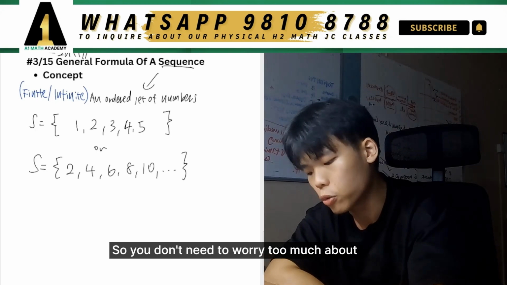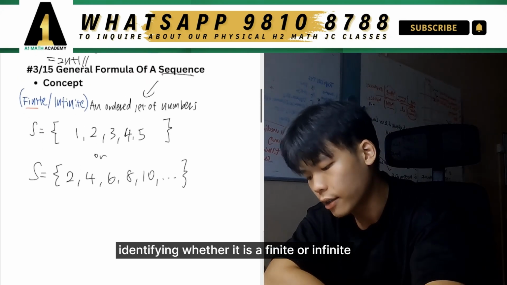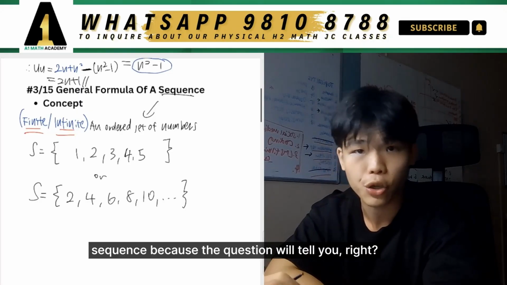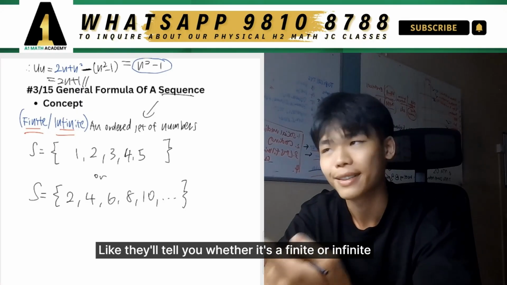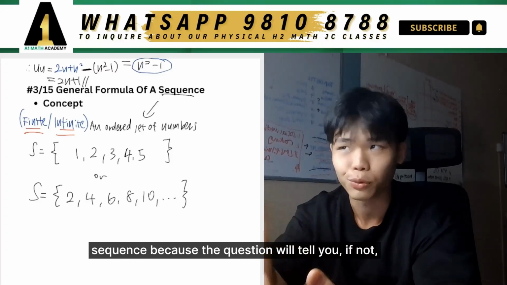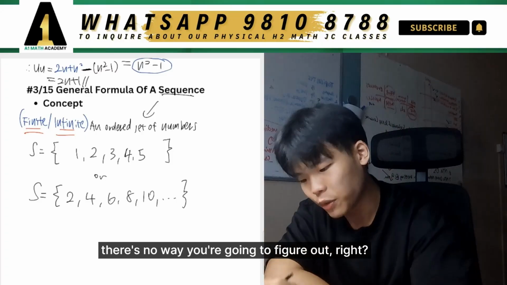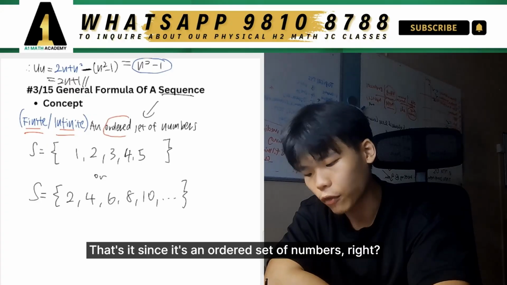So you don't need to worry too much about identifying whether it's a finite or infinite sequence, because the question will tell you, right? The question will actually restrict it for you. They'll tell you whether it's a finite or infinite sequence, because the question has to tell you. If not, there's no way you're going to figure it out, right?